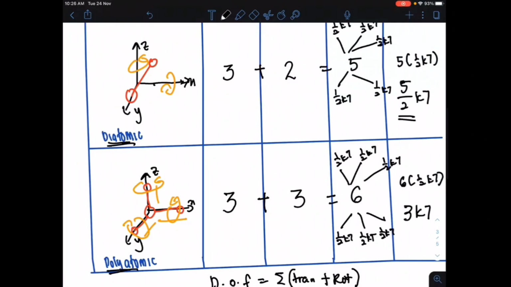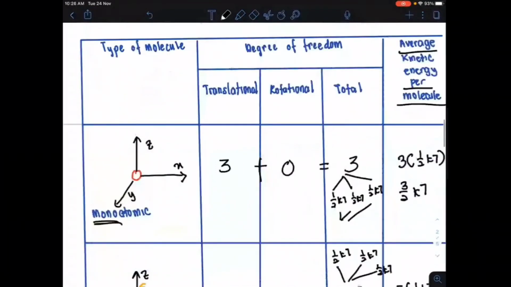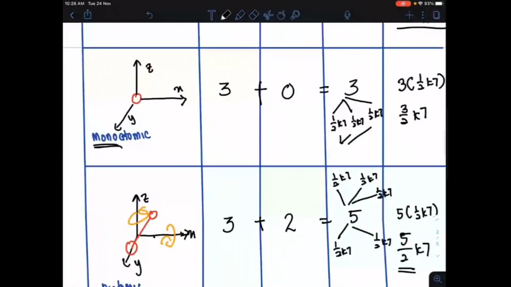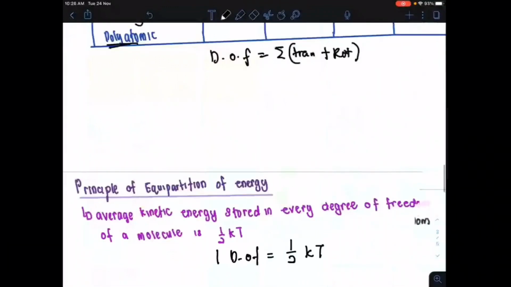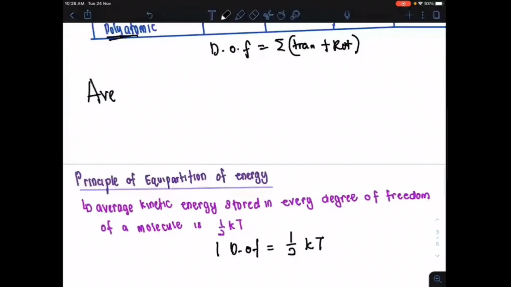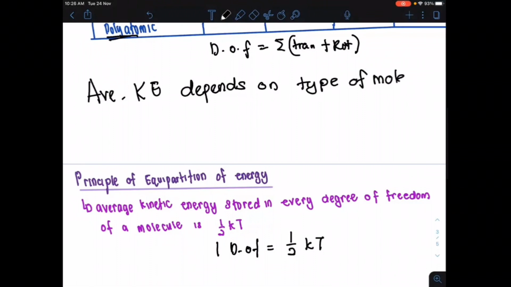Right? So the average kinetic energy per molecule depends on the types of the atom. Right? So average kinetic energy depends on type of molecule. Bila kita cakap types of molecule, kita ada 3, iaitu mono, di dan juga poly.